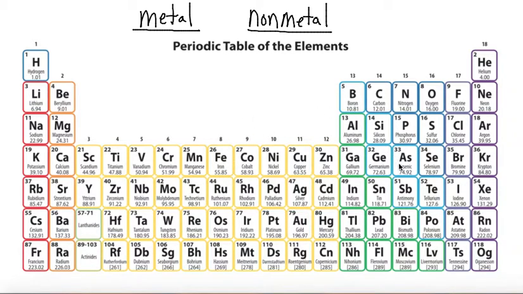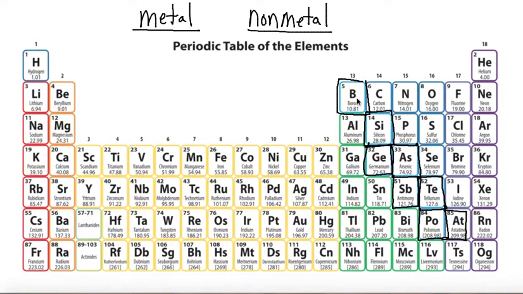If we look right along this line, we've got a staircase of elements. In fact, let me outline them right now. So we've got boron, silicon, germanium, arsenic, antimony, tellurium, polonium, and we'll put astatine in there too.